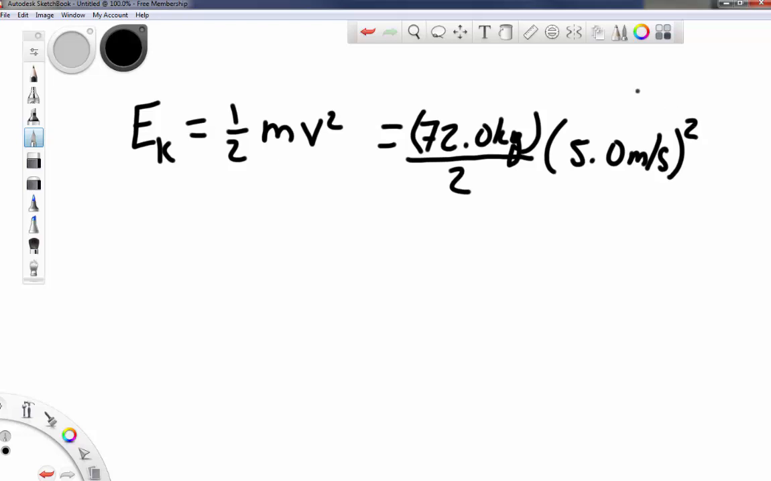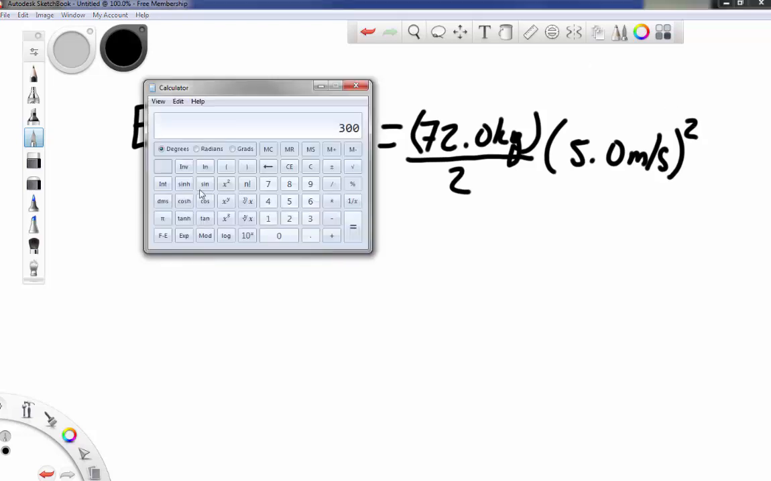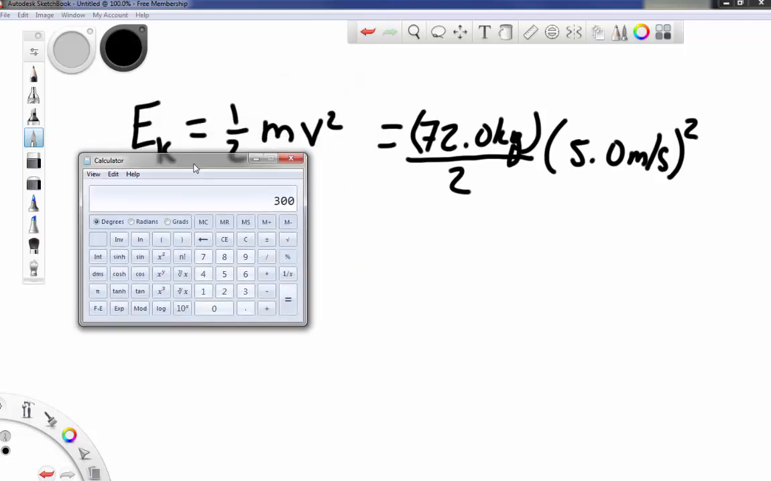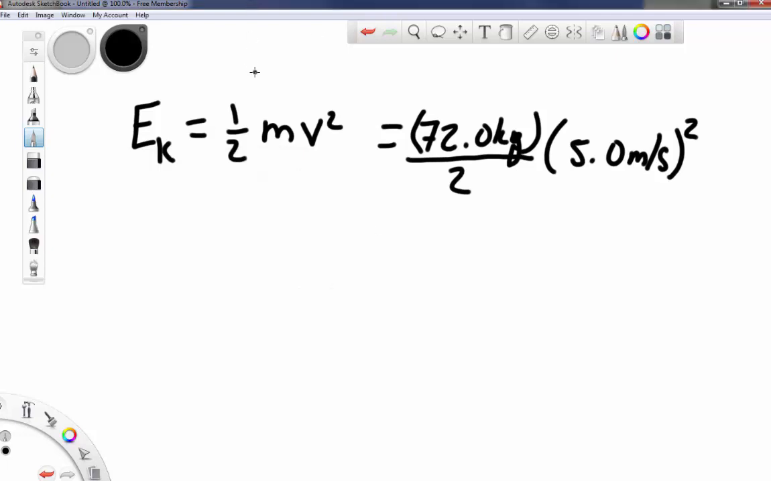So let's see, we plug these into the calculator. What we get is 72 divided by 2 times 5 squared is 900. So the kinetic energy of this man is 900 joules.